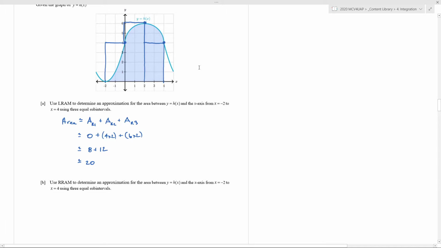So in this case I would have that the area is equal to 2 times 4 for the first rectangle plus 2 times 6 for the second rectangle plus 2 times 4 for the last rectangle, which is 8 plus 12 plus 8, which gives me 28. Now my guess, just by visually looking at it, is that that's probably an overestimate of the area.